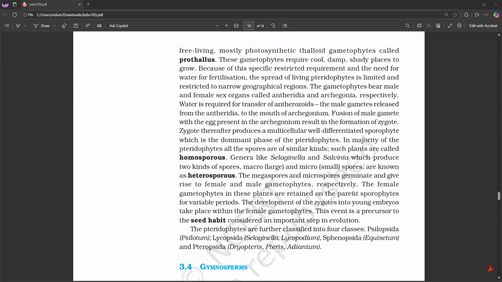The gametophytes bear male and female sex organs called antheridia and archegonia respectively. Water is required for transfer of antherozoids, the male gametes released from the antheridia, to the mouth of archegonia. Fusion of male gamete with the egg present in the archegonium results in the formation of zygote. Zygote thereafter produces a multicellular, well-differentiated sporophyte, which is the dominant phase of the pteridophytes.